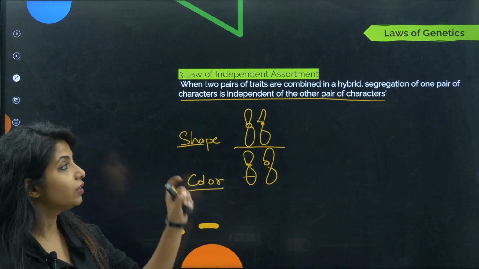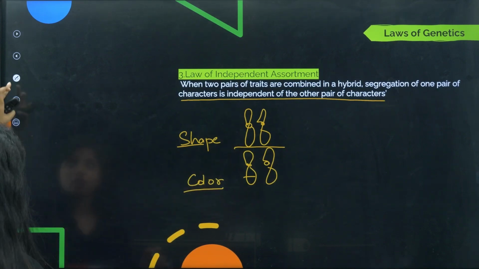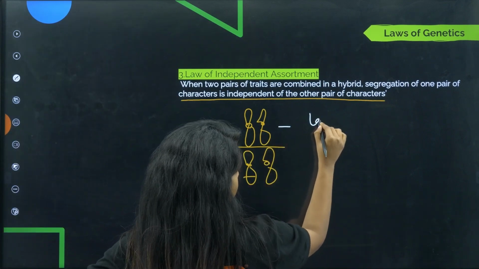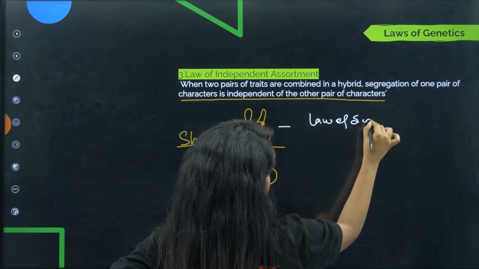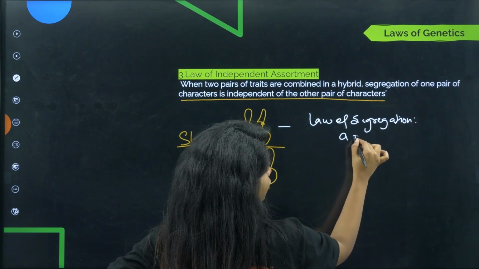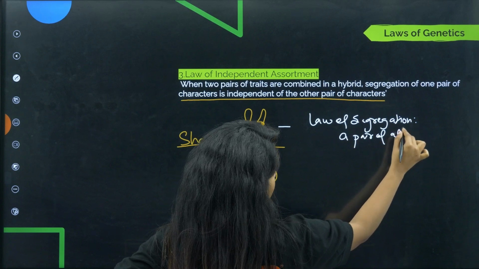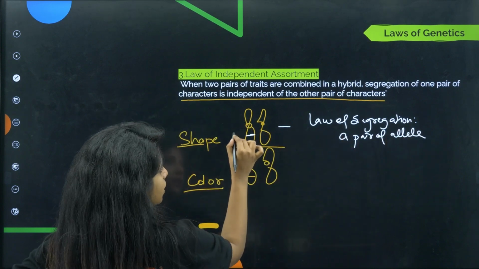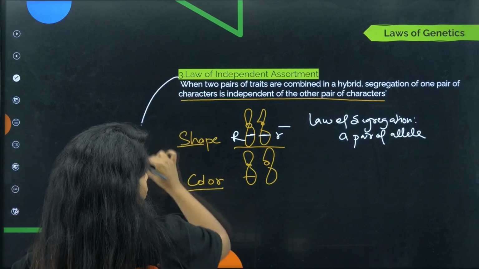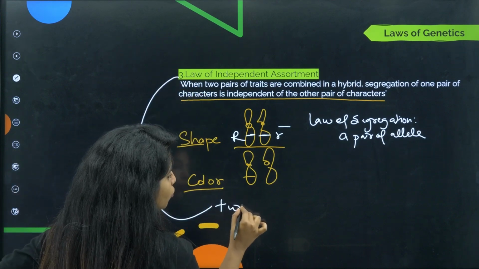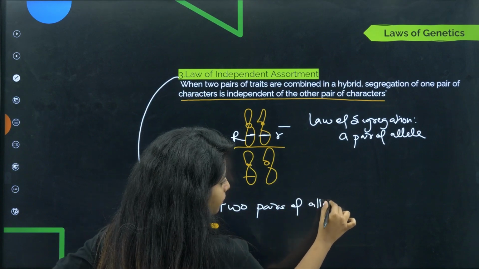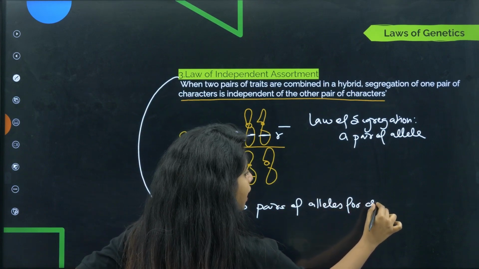Do not get confused between the law of independent assortment and the law of segregation. Law of segregation says, from a pair of alleles, law of segregation is for a pair of alleles. That from these, either capital R can go, or small r can go. But when you talk about the law of independent assortment, it's about 2 pairs of alleles for different characters.